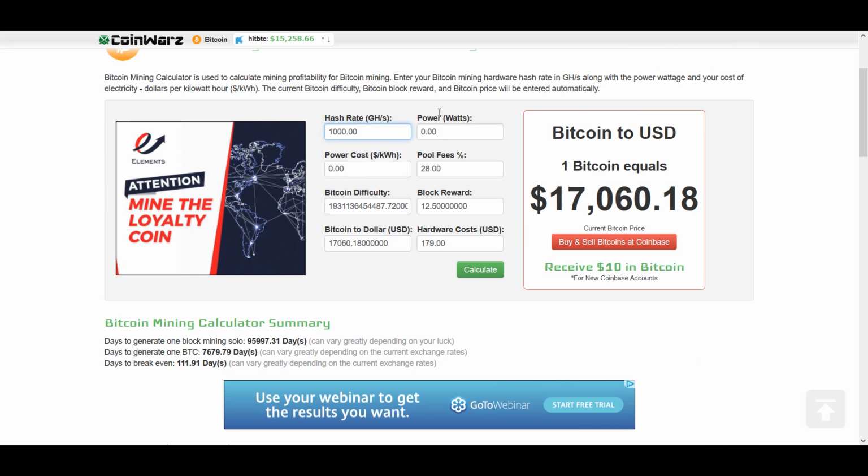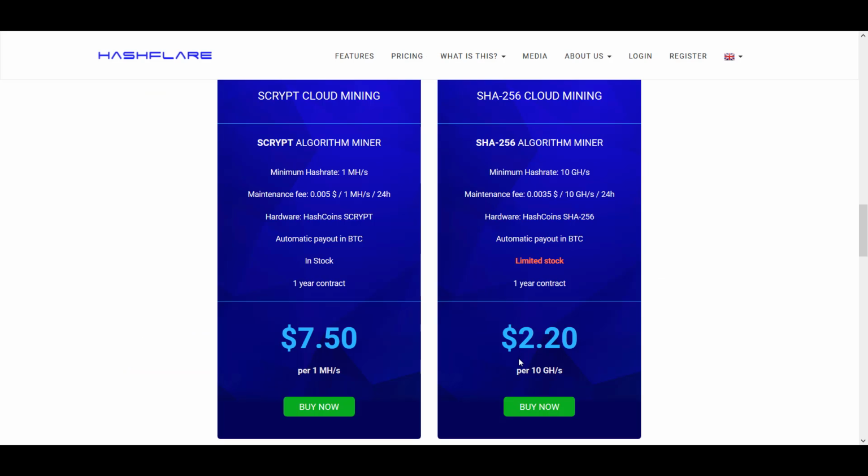So now let's just do the same thing with HashFlare, just for giggles. How would you calculate that? Now HashFlare is $2.20 per 10 gigahash. Now I want to point this out. So it's $2.20 per gigahash. So a terahash would be 100 times 10, right? So that would be $220. So we already know it's going to be a little more expensive, but that's okay.